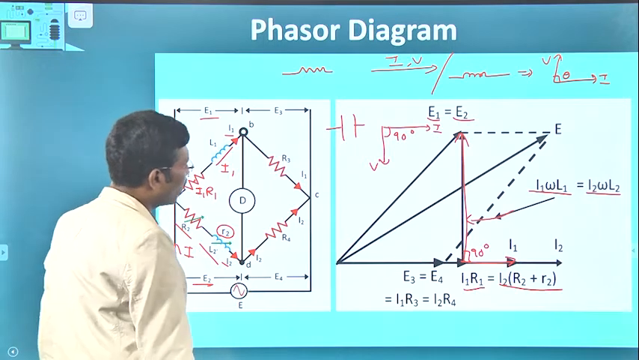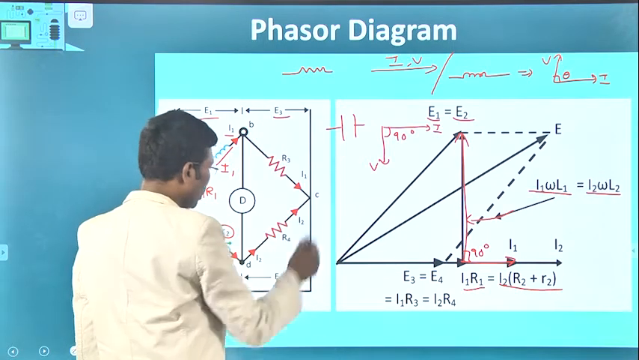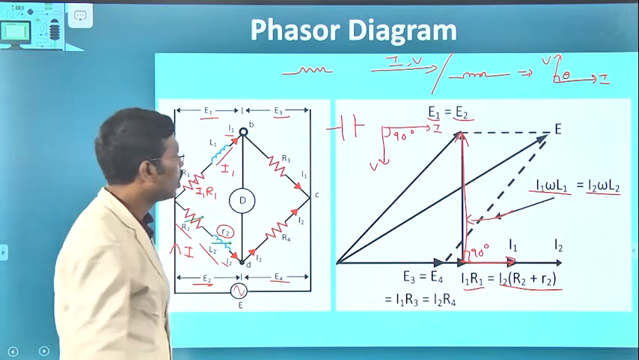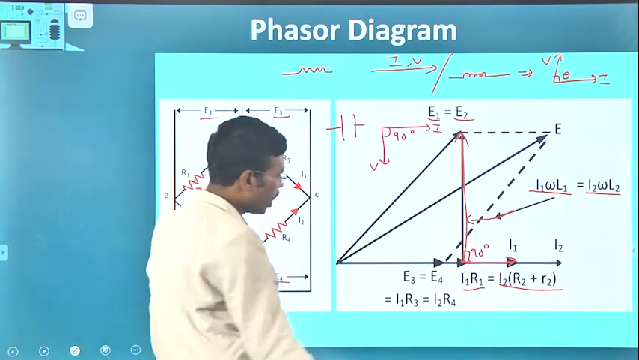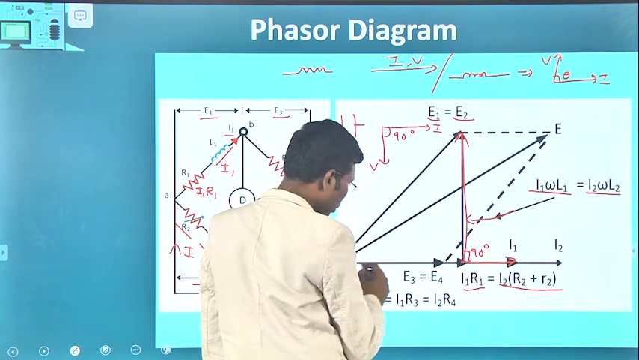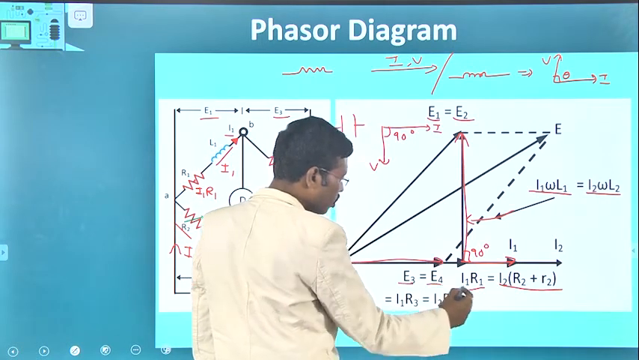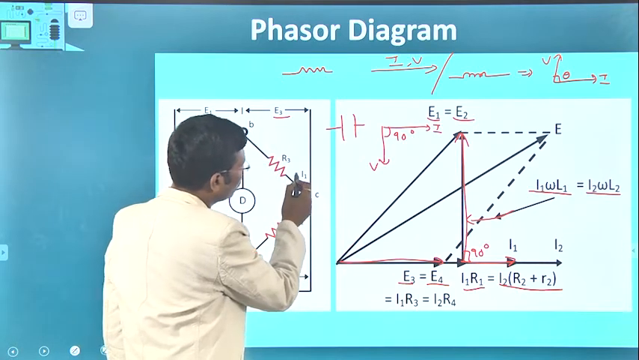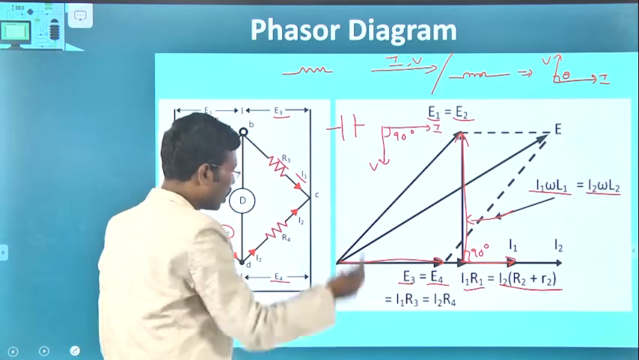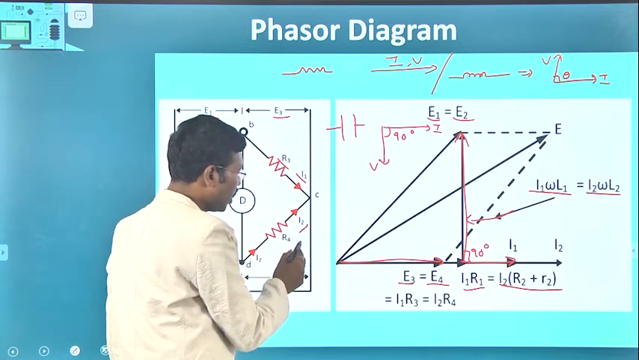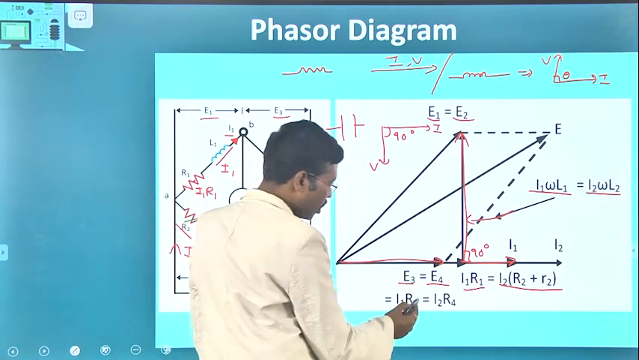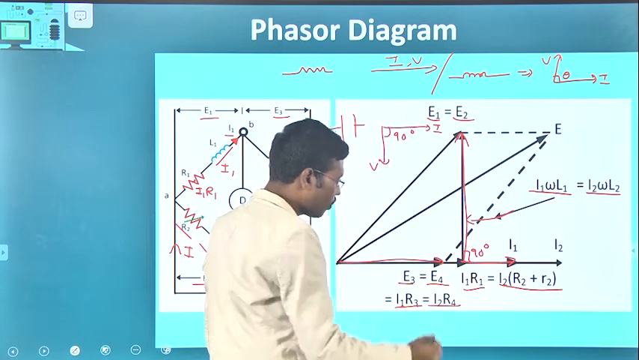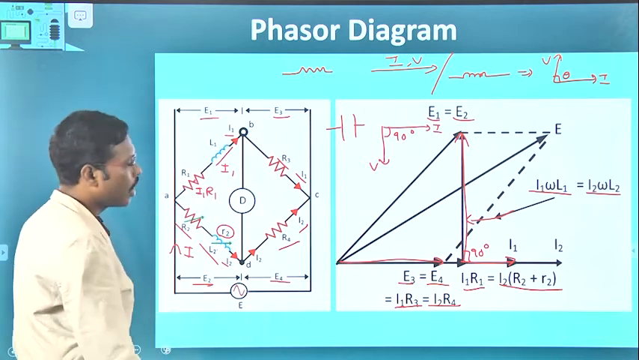Here again we have voltage E3 should be equal to voltage E4. I have taken one more vector over here and have represented E3 is equal to E4. As E3 is equal to E4, the current passing through it, I1, into resistance R3 will be equal to the current passing through the resistance, I2 and R4. So, as E3 is equal to E4, I1 R3 is equal to I2 R4.